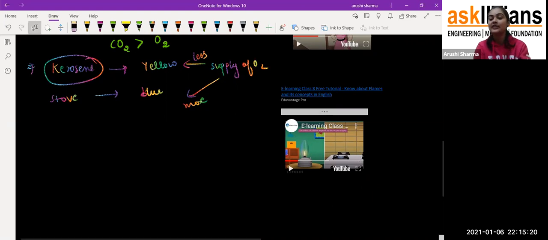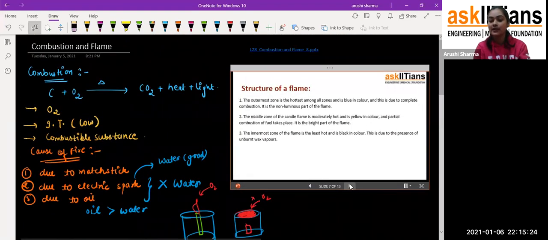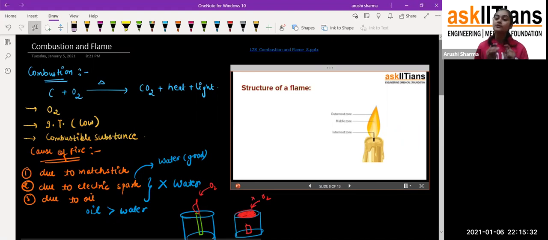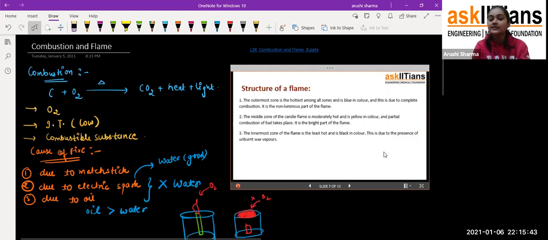The structure of the flame has three different zones, students. I'll show you in the picture: the outer zone, the middle zone, and the innermost zone. The outermost zone is the hottest part, the middle zone is less hot as compared to the outermost, and the innermost is the least hot.